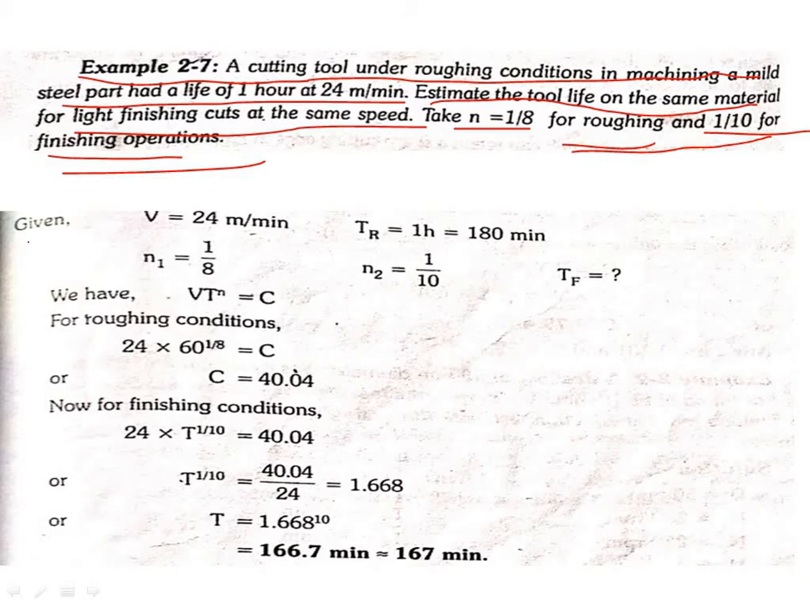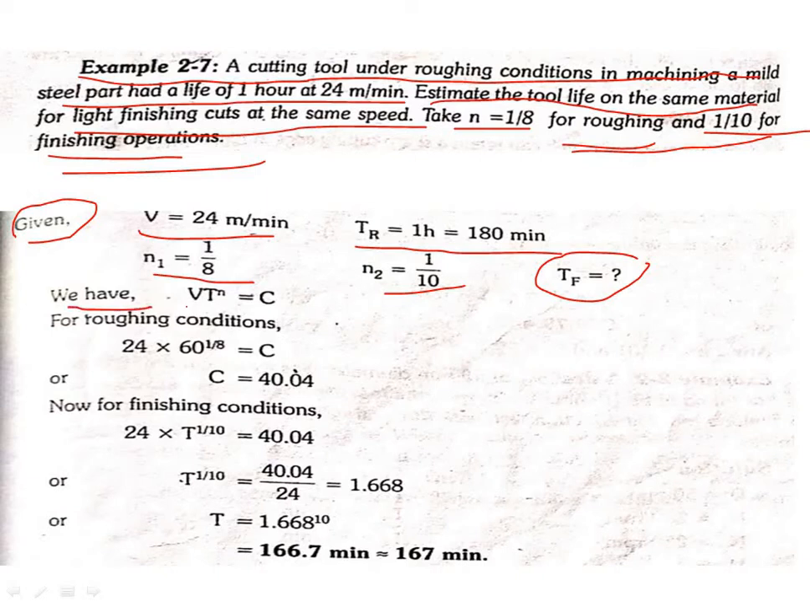Don't confuse yourselves. Given data, V is equal to 24 meter per minute and T suffix R is equal to 1 hour, that is 60 minutes. So n1 is equal to 1 by 8 and n2 is equal to 1 by 10. We are taking n1 for rough operation and n2 for finish operation. So you are going to find here T suffix F.